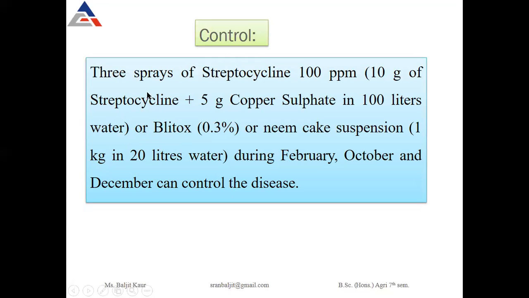To control citrus canker, we have to spray with streptocycline thrice, right? We can mix the streptocycline with copper sulfate in 100 liters of water. Bordeaux mixture can also be used. Neem cake suspension can also be used to control citrus canker during February, October, and December, right? 3 times a year.